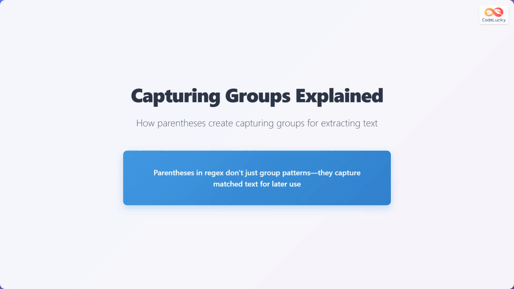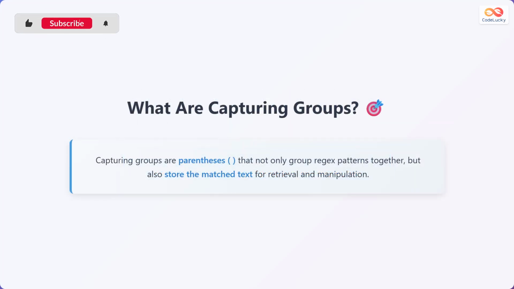Let's explore capturing groups in regular expressions. We will learn how parentheses create capturing groups for extracting specific portions of text. Capturing groups are created using parentheses. These parentheses not only group regular expression patterns together, but also store the matched text for later retrieval and manipulation. So remember, parentheses both group and capture.